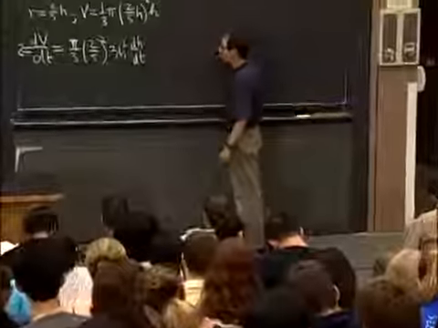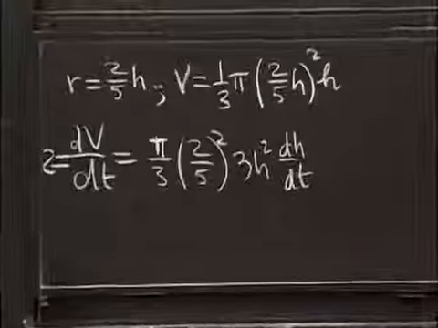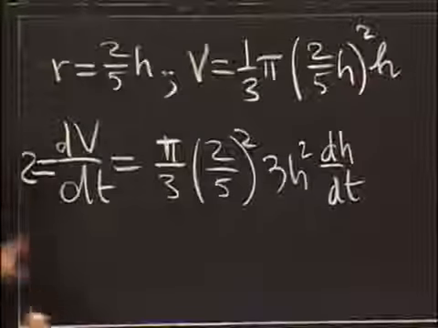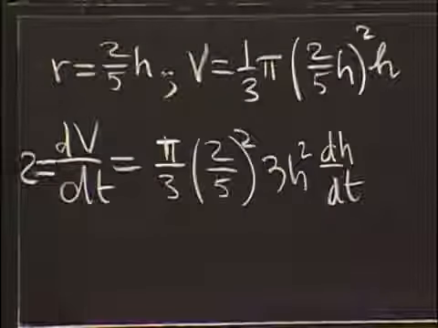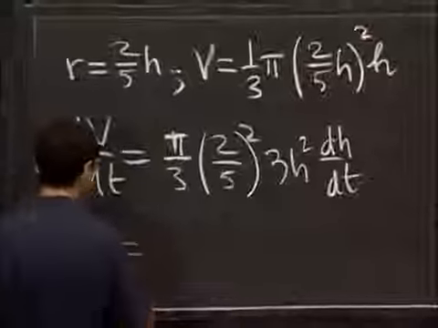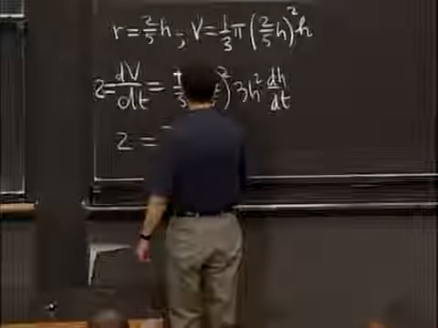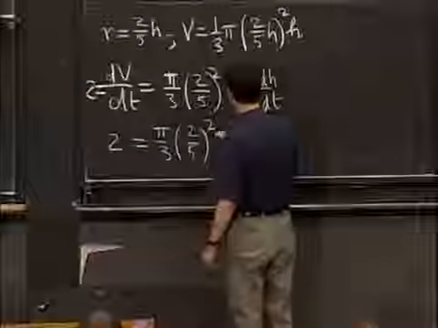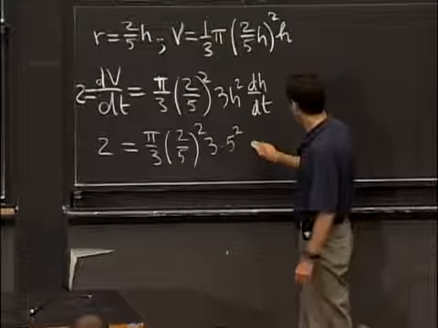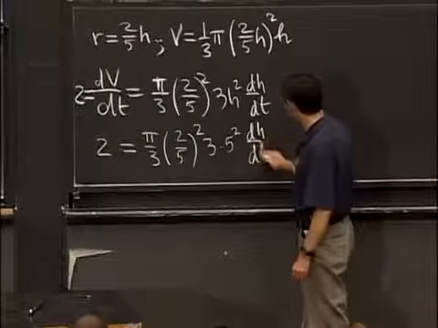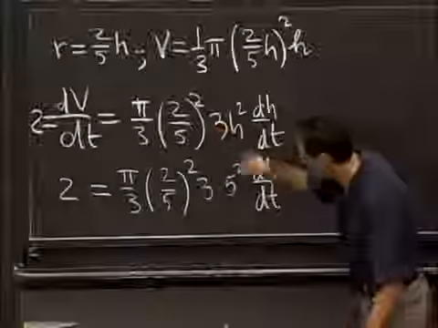All right, so now let's plug in all of our numbers. Again, the other theme is you don't plug in fixed numbers until everything has stopped moving. At this point, we've already calculated our rates of change. So now I can put in the numbers. So 2 is equal to pi over 3 times (2/5) squared times 3, and then h was 5, so this is 5 squared, and then I have dh dt. There's only one unknown thing left in this problem, which is dh dt. Everything else is a number.